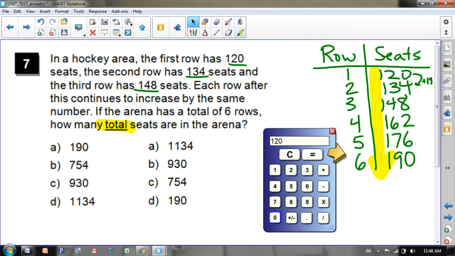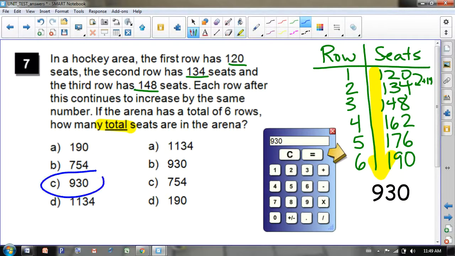So if we type in these numbers, 120 plus 135 plus 148 plus 162 plus 176 plus 190, then the total number of seats in the arena is going to be 930, which would have been answer C in version A and answer B in version B.